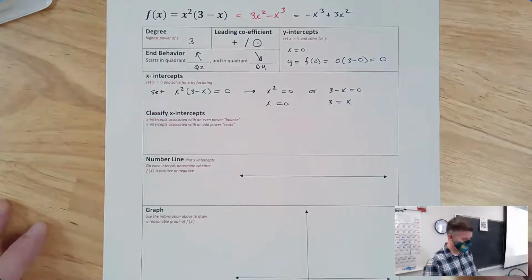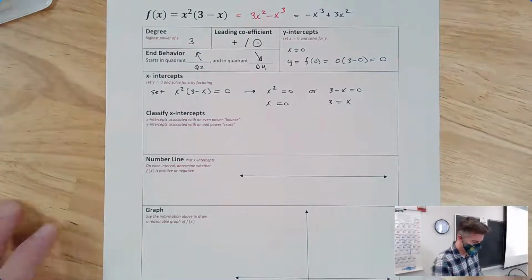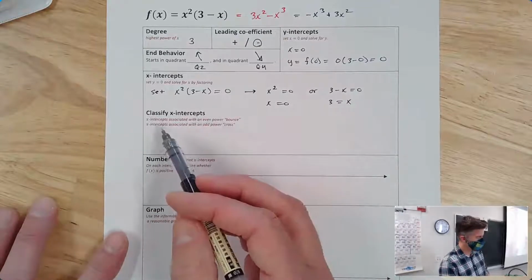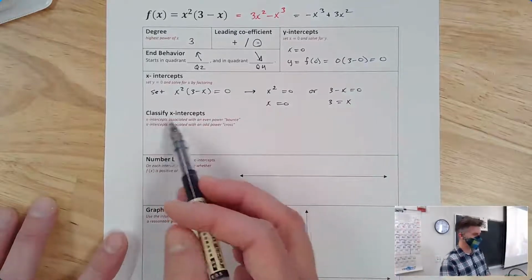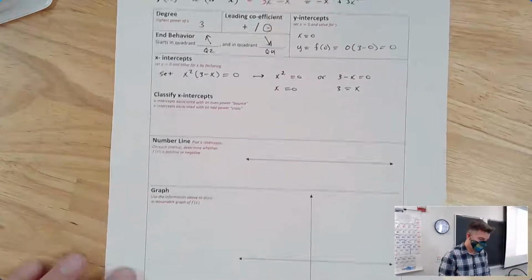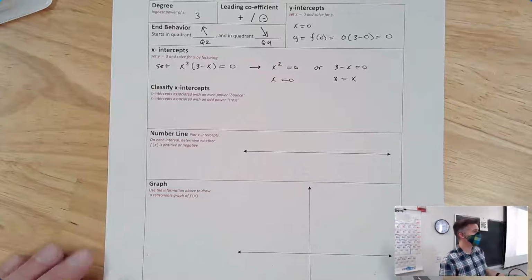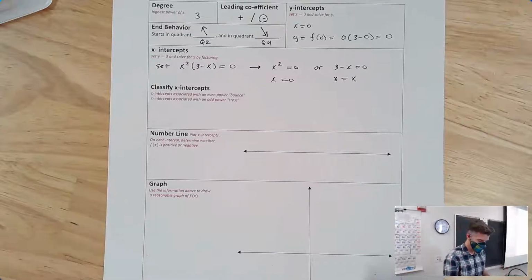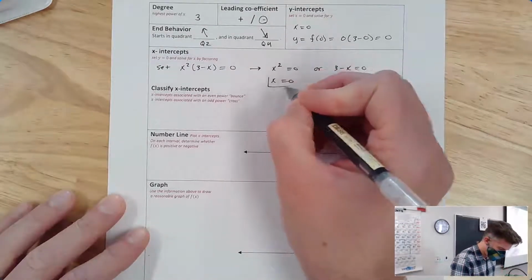And now we come to something new, which I'm going to skip for just a second. We're going to go to the number line. We're going to come back to the classifying because you don't need both of these things. On your number line, you want to put the x-intercepts. So my x-intercepts are 0 and 3.